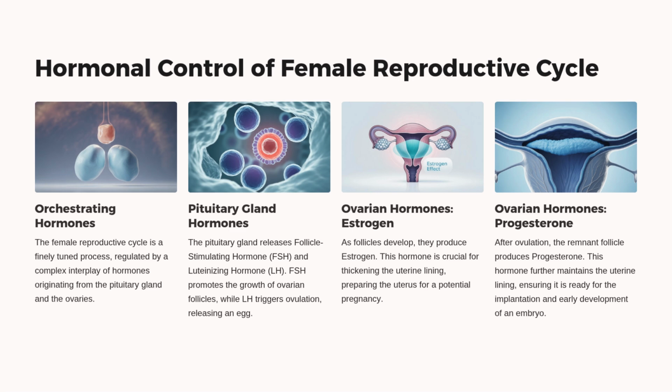Pituitary gland hormones. The pituitary gland releases follicle-stimulating hormone, FSH, and luteinizing hormone, LH. FSH promotes the growth of ovarian follicles, while LH triggers ovulation, releasing an egg. Ovarian hormones, estrogen. As follicles develop, they produce estrogen. This hormone is crucial for thickening the uterine lining, preparing the uterus for a potential pregnancy. Ovarian hormones, progesterone. After ovulation, the remnant follicle produces progesterone. This hormone further maintains the uterine lining, ensuring it is ready for the implantation and early development of an embryo.